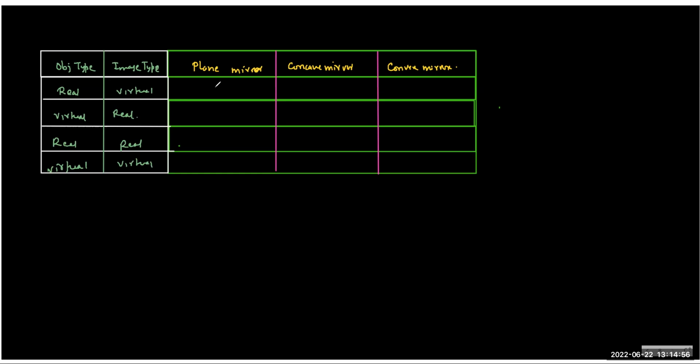So plane can form real to real. Real to virtual, correct. Virtual to real, correct. This is not possible. Concave: yes, yes, yes, no. Convex: real to virtual, yes. Virtual to real, yes. Real to real, no. And virtual. This summarizes everything.